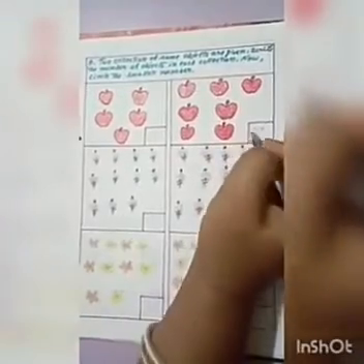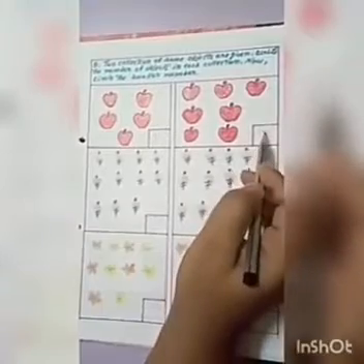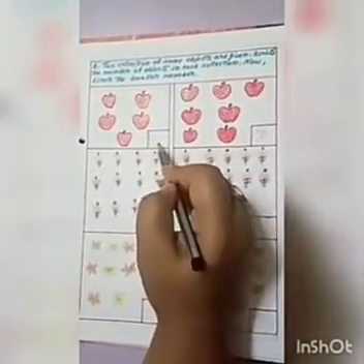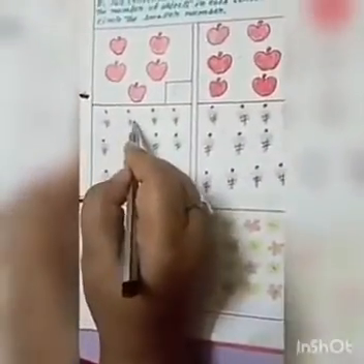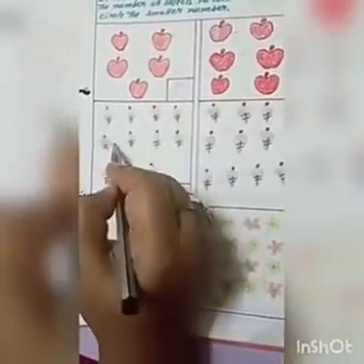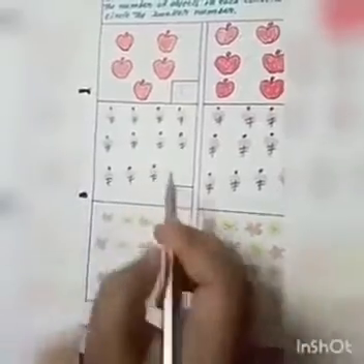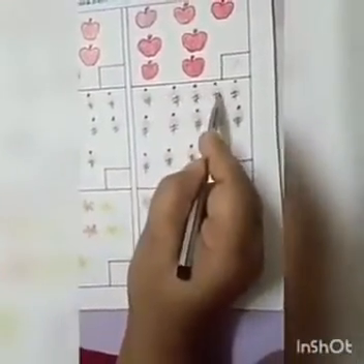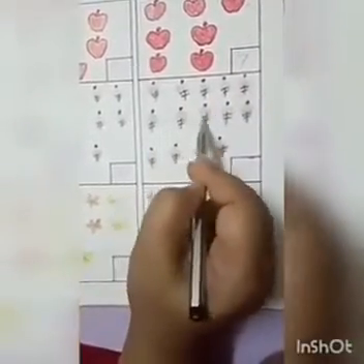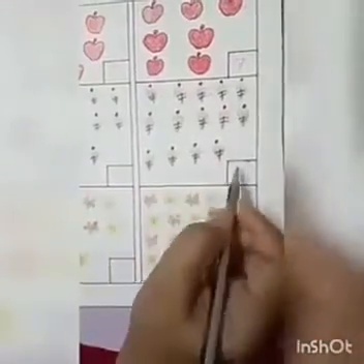Now tell me which one is greater and which one is smaller? Yes, 7 is greater and 5 is smaller. So you have to circle the 5 here. Now count the next one. 1, 2, 3, 4, 5, 6, 7, 8, 9, 10, 11. 1, 2, 3, 4, 5, 6, 7, 8, 9, 10, 11, 12, 13, 14.